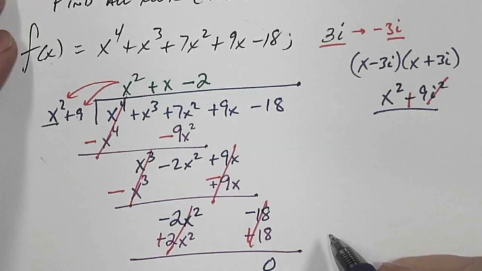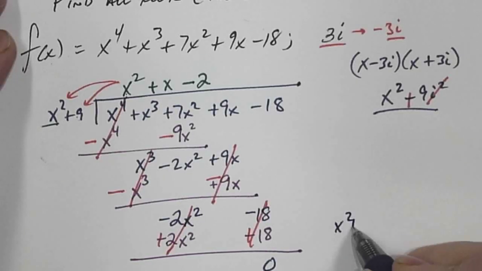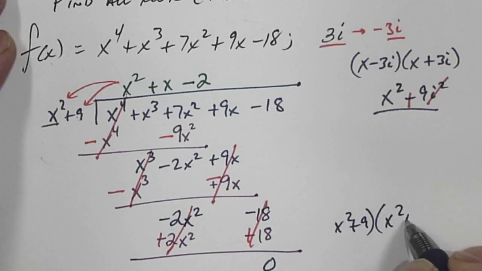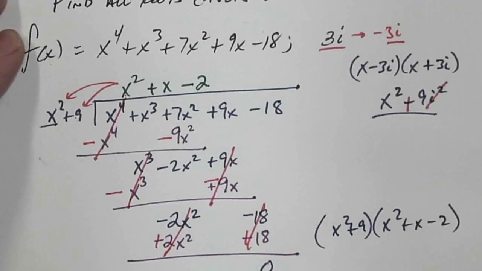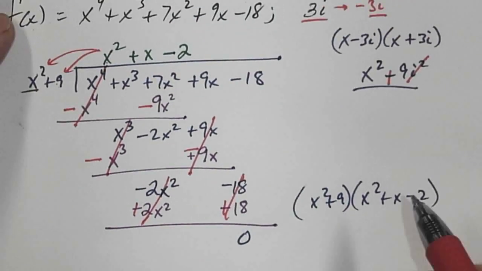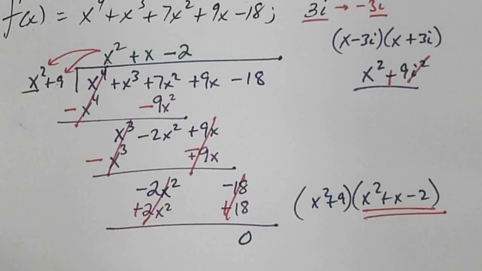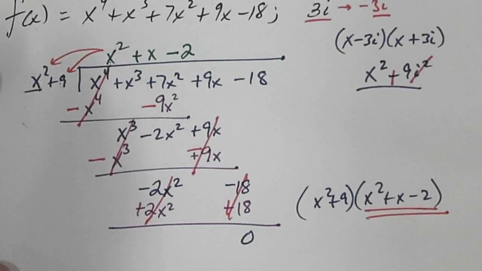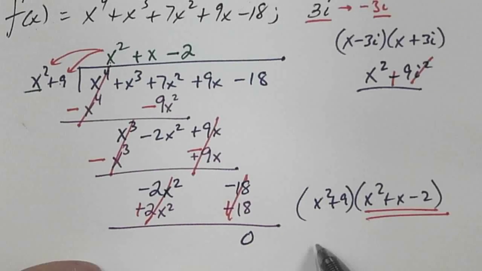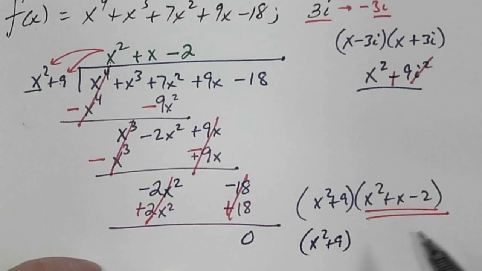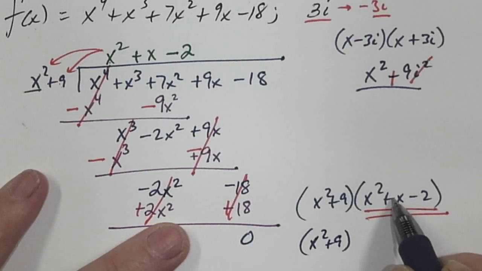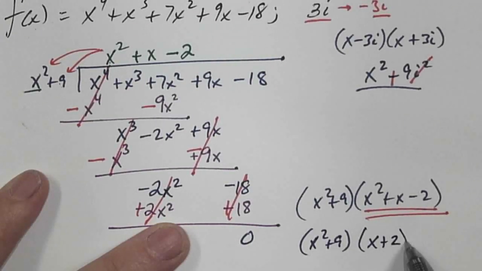So now I have x squared plus 9 times x squared plus x minus 2. This is really rather nice. This right here, normally we have to find possible roots and then do some synthetic division, but it's already an x squared, so I can just either factor or use the quadratic formula. And I'm going to factor it. What times what is negative 2 but adds up to 1? X plus 2, x minus 1.